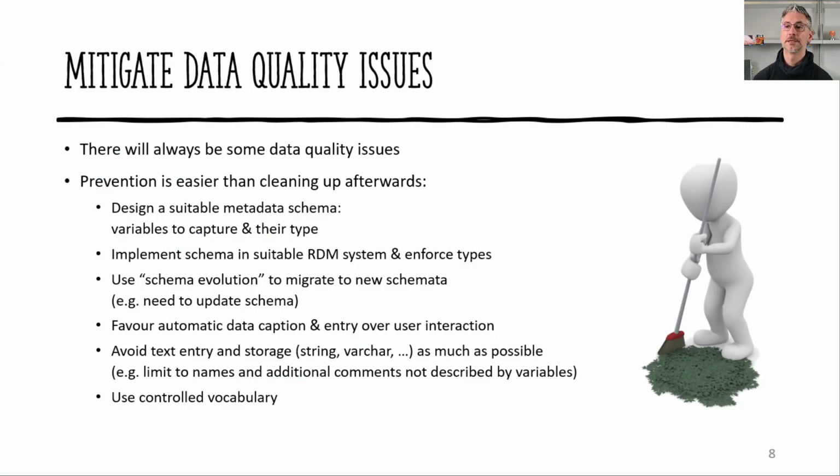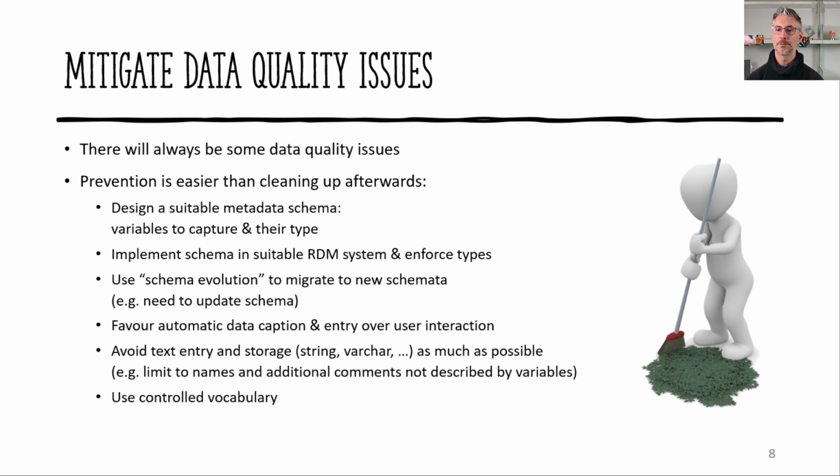So how do we mitigate data quality issues? First of all, we need to accept that there will always be some data quality issues, and it's also a never-ending story. Prevention is here as well easier than cleaning up afterwards. So how can we make our lives easier?